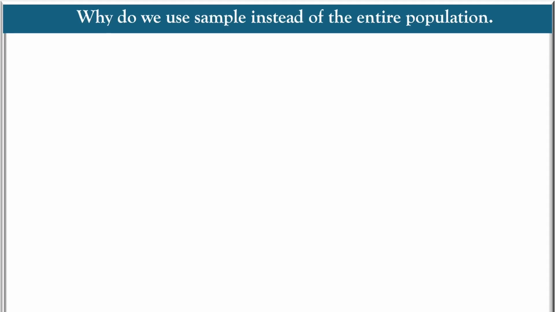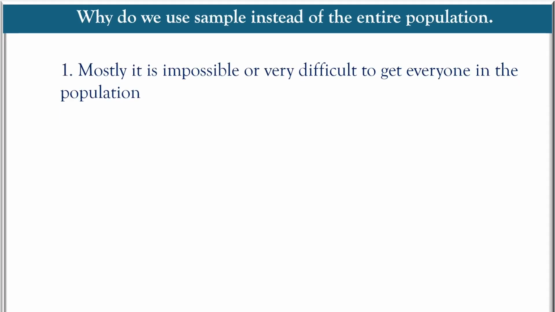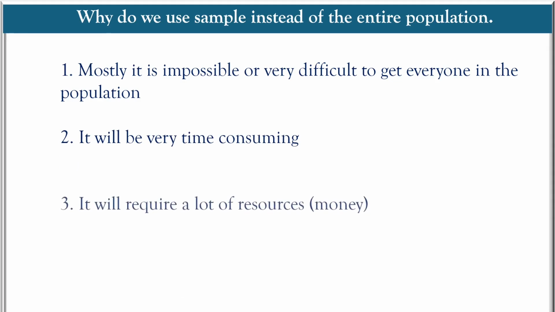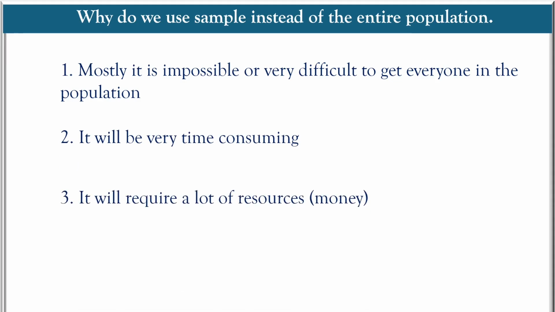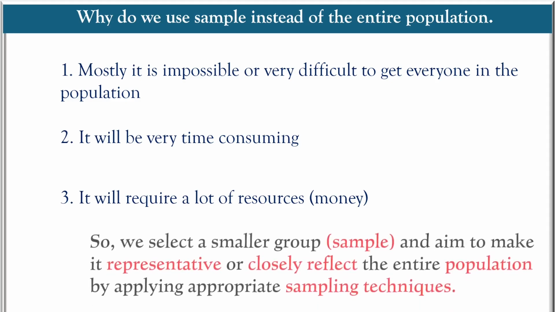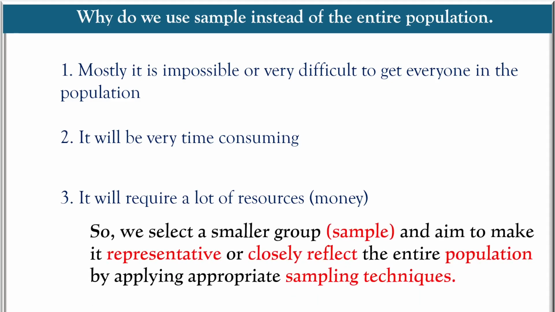Let's continue. So why do we use a sample instead of a population? These are some of the reasons. One, mostly it is impossible or very difficult to get everyone in the population. Two, it will be very time consuming. Three, it will require a lot of resources or money. These are not all the reasons why; there are other reasons, but these are the major ones. Because of these reasons, we select a smaller group, that is the sample, and we aim to make it as representative as possible, or closely reflecting the entire population, by applying appropriate sampling techniques.